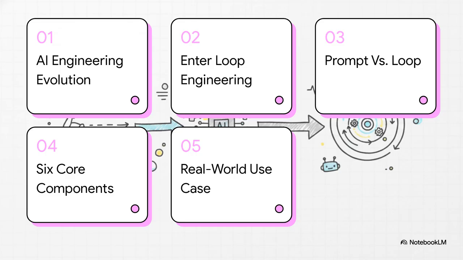Okay, let's dive into this. Here's our roadmap for today. We'll start with the AI engineering evolution, then we'll enter loop engineering. After that, we'll do a direct prompt versus loop comparison, break down the 6 core components, and finally, we're going to ground it all in a real-world use case. Let's get right to it.